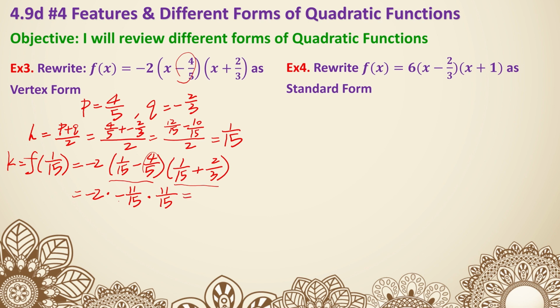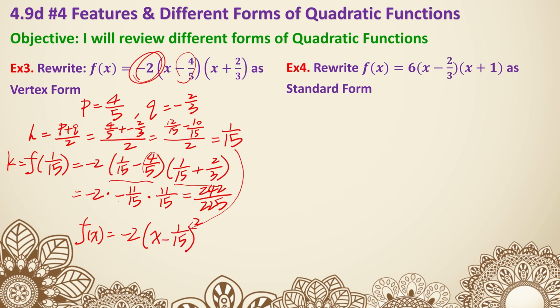Now we can multiply everything together. Negative, negative, so it's a positive. On the top is 11 times 11, which is 121, times 2, 242. On the bottom, 225. So our vertex form is going to be, don't forget the leading coefficient, negative 2 times x. Well, h is going to be the opposite, so it's minus 1/15, then squared, plus 242 over 225.